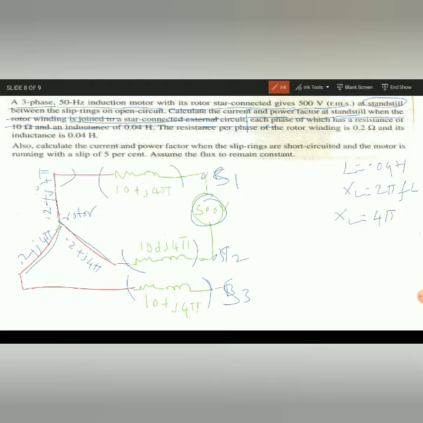So now in the next line they are giving the values. The external circuit is having 10 ohm, and they have not given exactly the reactance value, they have given the inductance value for both, for the rotor and the external circuit, that is 0.4 Henry. We know that inductive reactance is equal to 2 pi FL. So here you substitute frequency and L, you will get 4 pi.